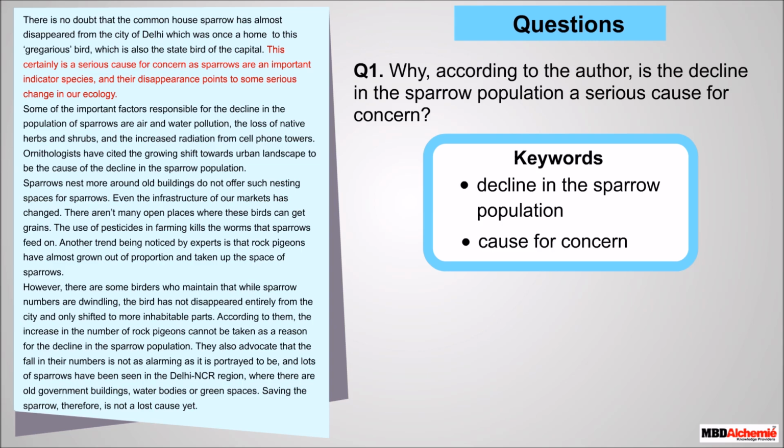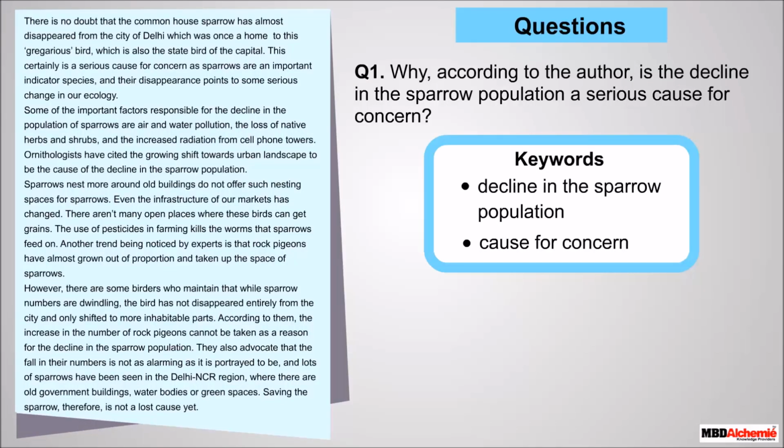Can you see any of these words in the passage? Let us look at this sentence again. This certainly is a serious cause for concern, as the sparrows are an important indicator species, and their disappearance points to some serious change in our ecology. We have the cause word as used in this sentence. The part of the sentence that follows this will be our answer.